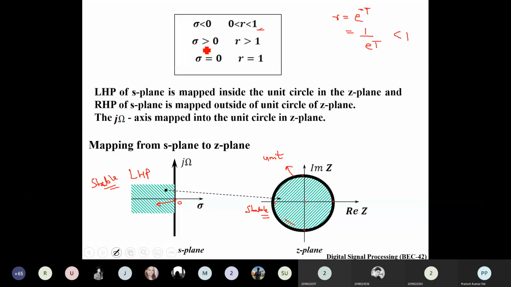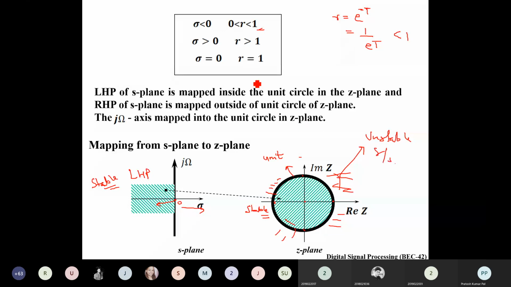Suppose sigma is greater than 0, which means it is lying on the right half of the plane. At that time, by putting in the previous formula, r will be greater than 1. So the area outside the unit circle will represent an unstable system.